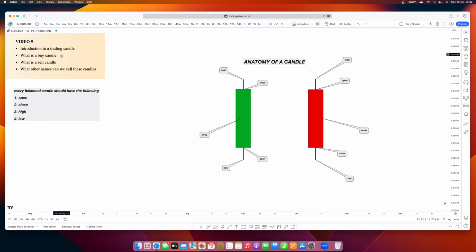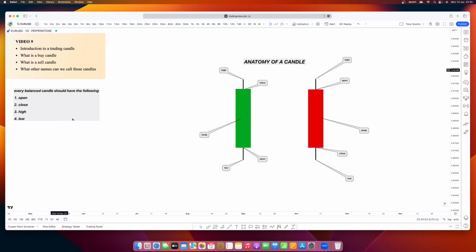So once again, a buy candle is a candle that opens below and closes above. A sell candle is a candle that opens above and closes below. Very, very simple definition. And then every candle must have these properties: the open, the close, the high, and the low. So I've been able to explain to you what a buy candle is and what a sell candle is. Now, what other names can we call this candle?